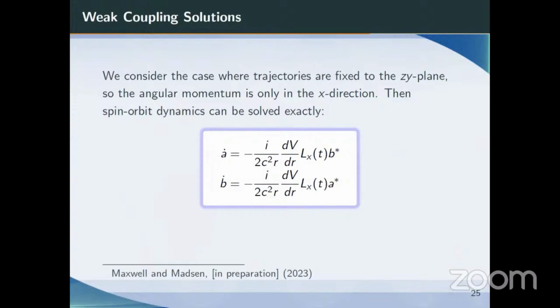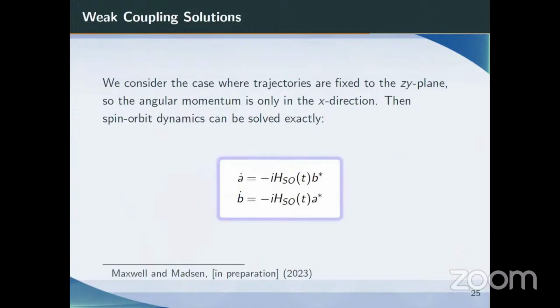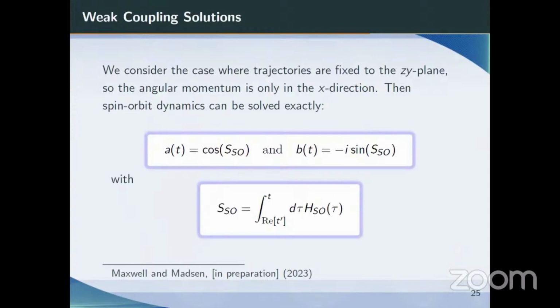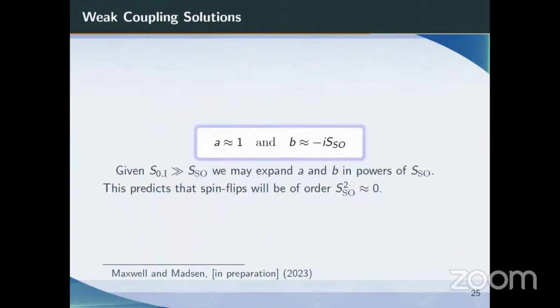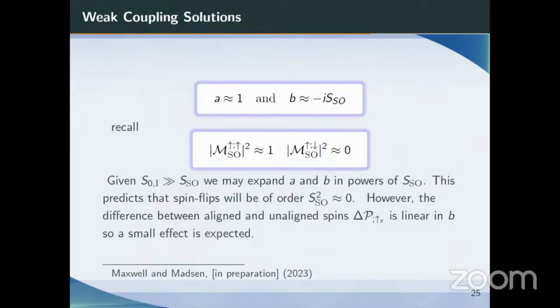And then our spin orbit dynamical equations can actually be heavily simplified and in fact solved exactly, where they're given as cos and sine of this semi-classical action for the spin orbit coupling. And then because we're in a weak coupling approximation, we can expand this in a Taylor expansion and get that essentially spin flips will be of order S spin orbit squared, and that means that there will be 0. And this is of course in line with what we would expect because we won't get any spin flips for the hydrogenic system.